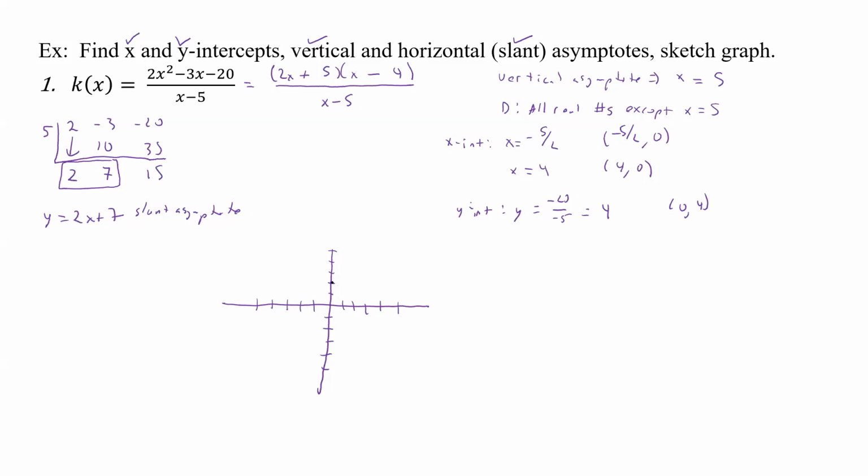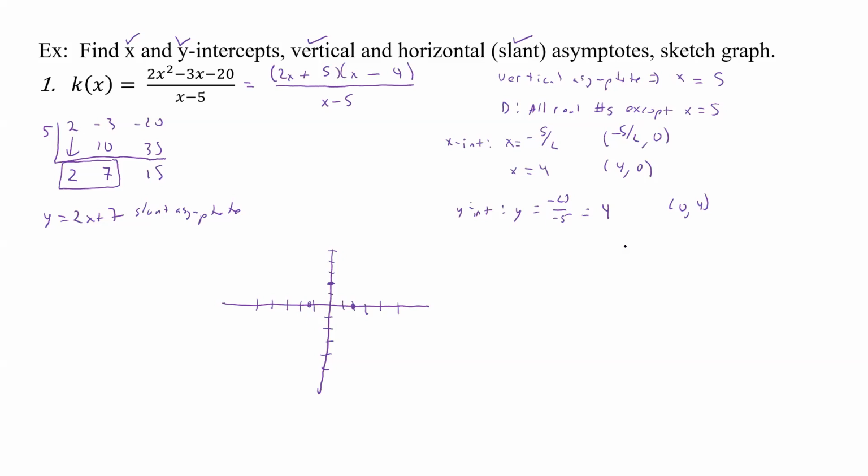So we have 0, 4 for the y-intercept, so we have that point. We've got 4, 0. That's 2, 4, so 4, 0. And we have negative 2 and a half, 0. So somewhere about there. Well, I don't want that. I want to... there we go. So now we have that.